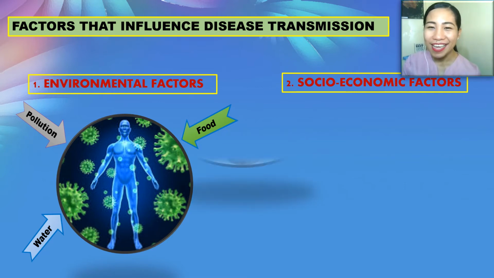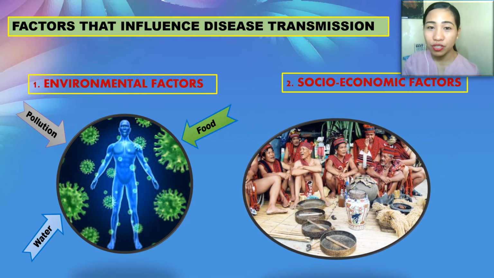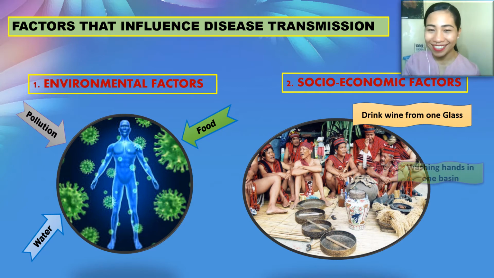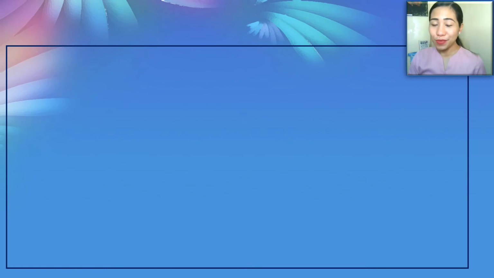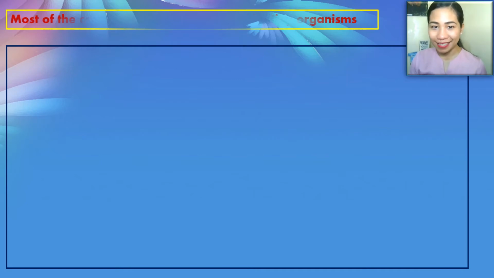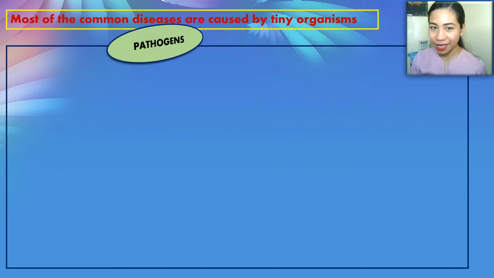So likewise, socioeconomic factors affect the possible transmission of disease because of sharing of a glass when drinking, washing the hands in one basin before eating, and living near their livestock. So we have different types of diseases that we could possibly get through those factors. Many of the most common diseases are caused by tiny microorganisms, which are called pathogens. So pathogens infect or invade the body and attack its cells and tissues.